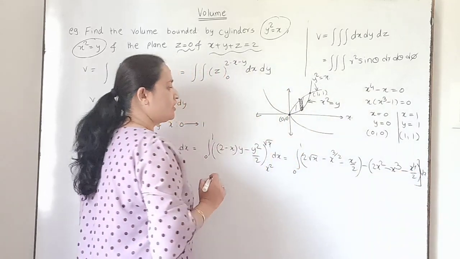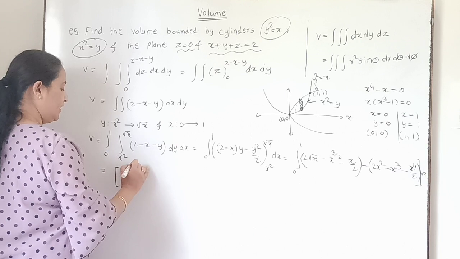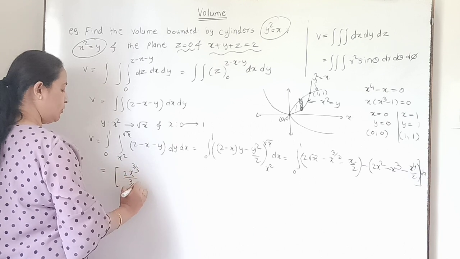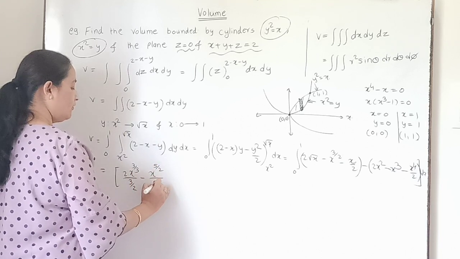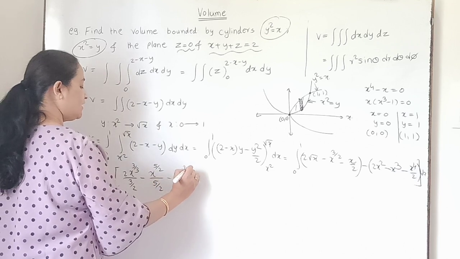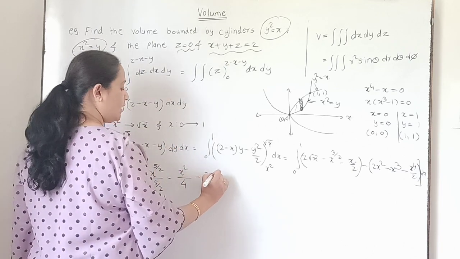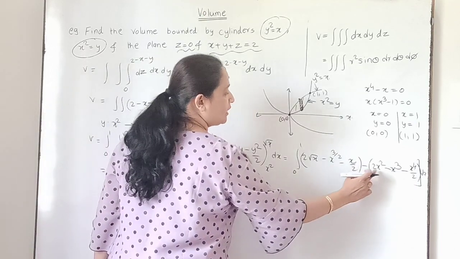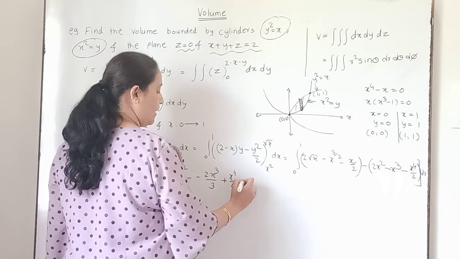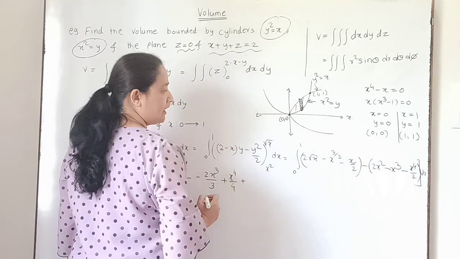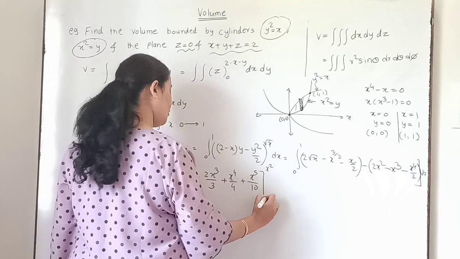Now we will integrate this with respect to x. That is equal to 2 into x raised to half, integral is x raised to 3 by 2 upon 3 by 2, minus integral of x raised to 3 by 2 is x raised to 5 by 2 upon 5 by 2, minus integral of x is x square upon 2, and this 2 will become 4, minus 2 integral of x square is x cube upon 3, minus minus plus integral of x cube is x raised to 4 upon 4, minus minus plus integral of x raised to 4 is x raised to 5 upon 10. Limits from 0 to 1.